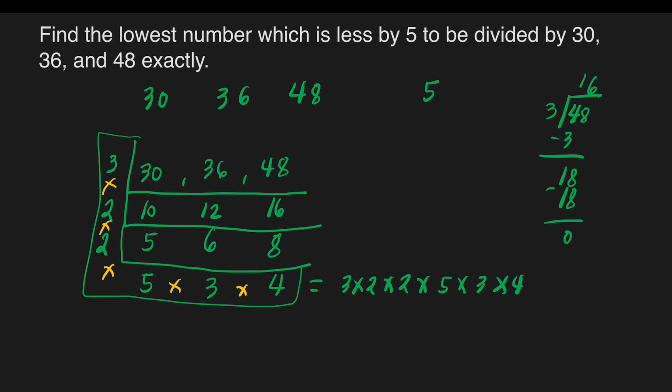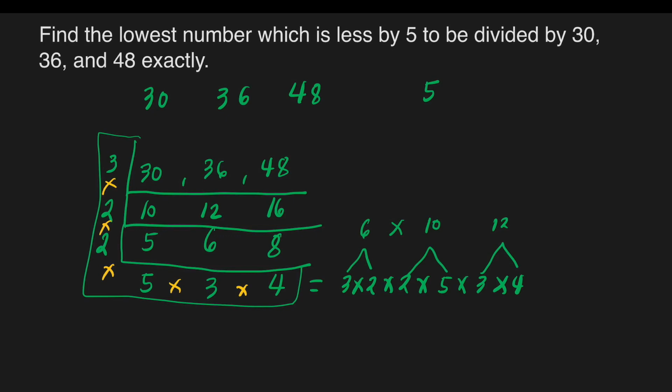Next is to multiply these numbers. 3 times 2 is equal to 6. 2 times 5 is equal to 10. 3 times 4 is equal to 12. To make things easier, we can do that. We will erase this one first to give us more space. Okay. We can just multiply 6 and then 10 and then 12. Let's do that. 6 times 10 is equal to 60, times 12.